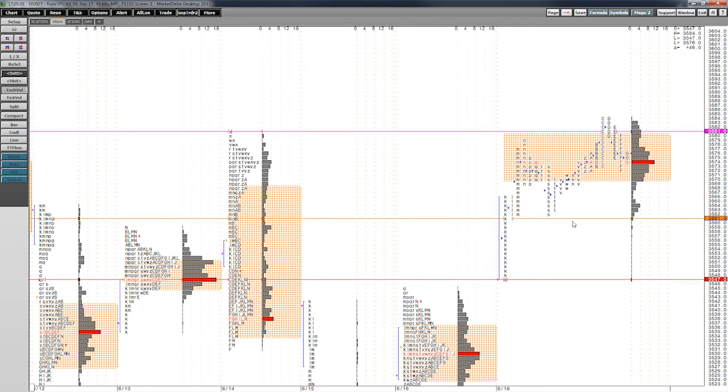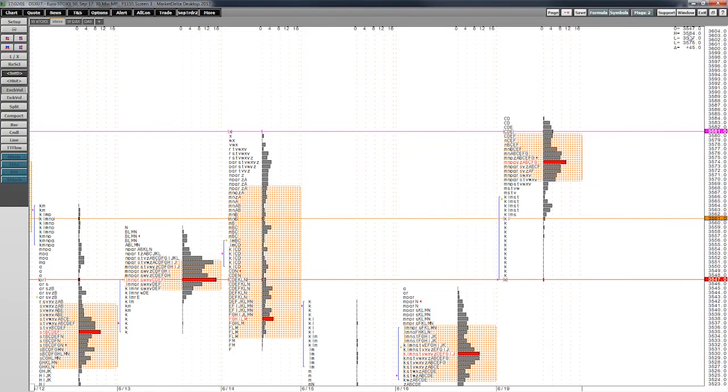In this case, when you see an open drive or an open test drive, you don't want to be going counter to a very strong fundamental principle that we see with the market profile tool. Okay, so that's the two open drives.